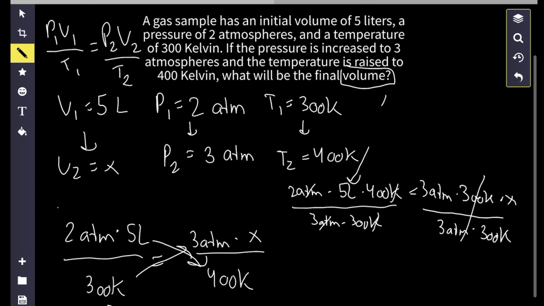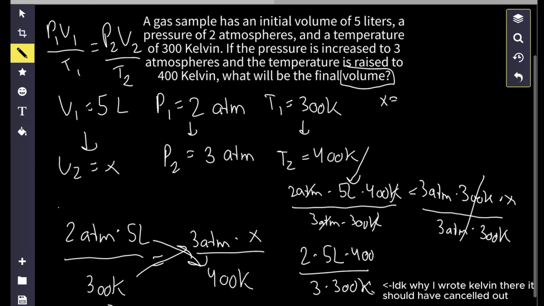So we're going to get x equals, and let's solve this. It's going to be 2 times 5 liters times 400 divided by 3 times 300. Hold on, let me just plug this into my calculator real quick. So 2 times 5 times 400, and we're going to divide this by 900, or 3 times 300. And we're going to get x equals 4.44, and it continues on.